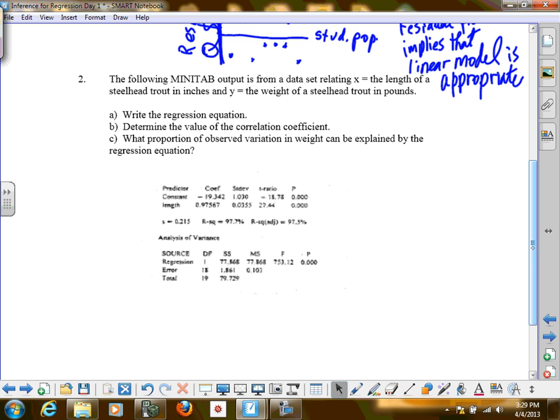All right. Last thing we want to do is be able to remember what's on a computer printout and what all these numbers mean. There's tons of them, tons of labels. This is a computer output of data relating X, which is the length of a steelhead trout in inches, to Y, which is the weight of the steelhead trout in pounds. Just generally speaking, do you think there's going to be a relationship between length of the trout and the weight of the trout? Yes. Okay. So according to this computer printout, where am I going to get the information for the regression equation?